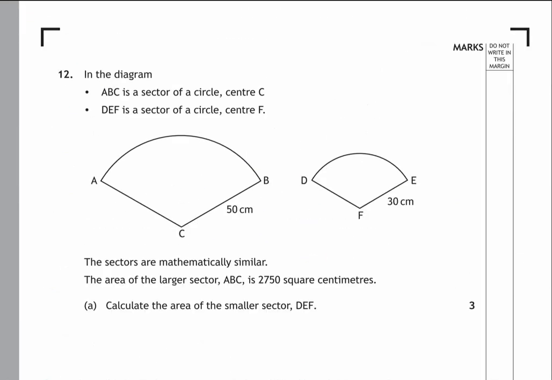Now question number 12 gives us two sectors of circles. We have a big sector and a small sector. So we can see here that ABC is the sector with centre C, and DEF is a sector with centre F. Now the sectors are mathematically similar, so that right away should give you alarm bells as to what topic this is going to be. And it says that the area of the large sector is A equals 2750 centimetres squared. And it asks us to calculate the area of the small one.